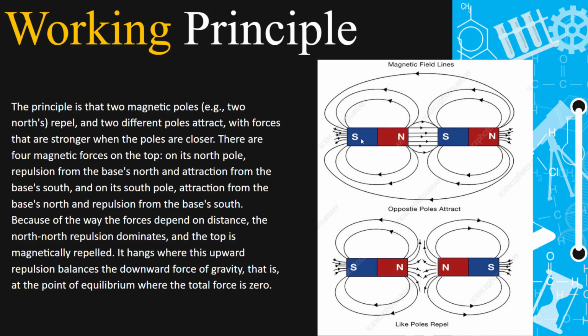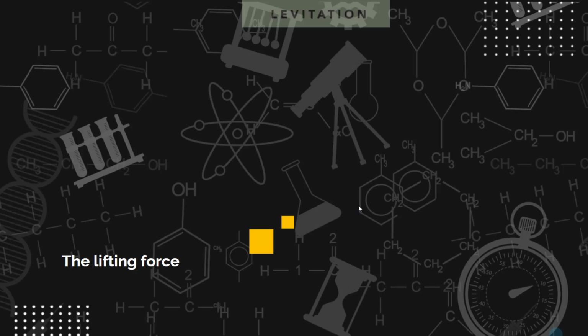Magnetic levitation, or magnetic suspension, is a method where an object is suspended with no support other than magnetic fields. To understand that, let's go to the working principle. The working principle is basically about the fundamentals of magnetic field lines. When we have two different poles, they will attract each other, whereas if we have two similar poles, they will repel each other. This is the basic idea behind magnetic levitation.